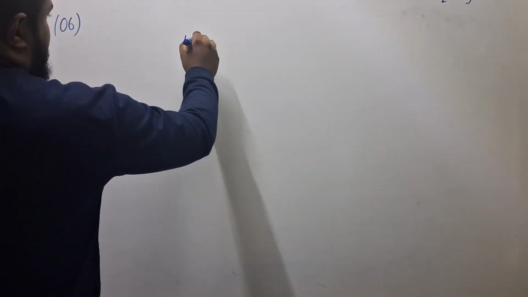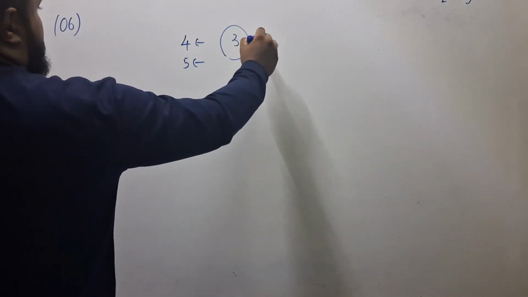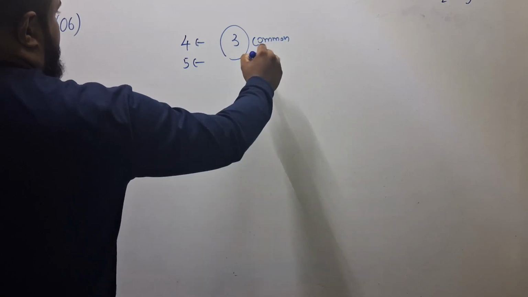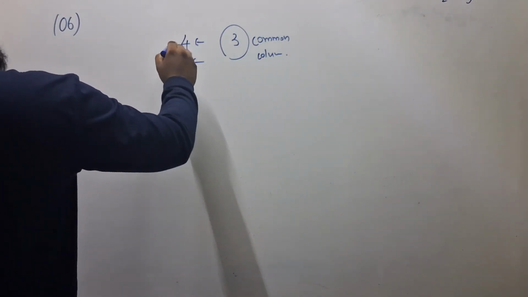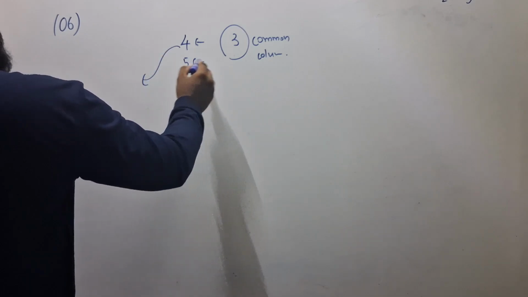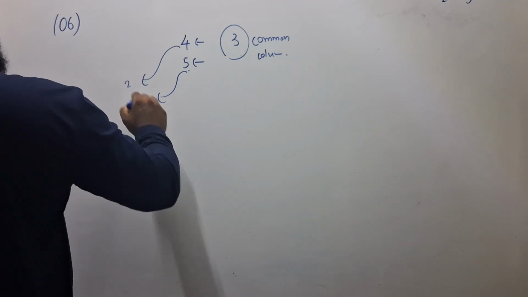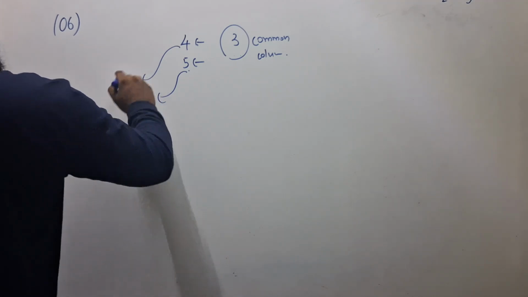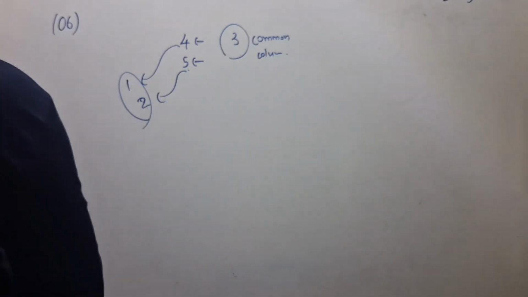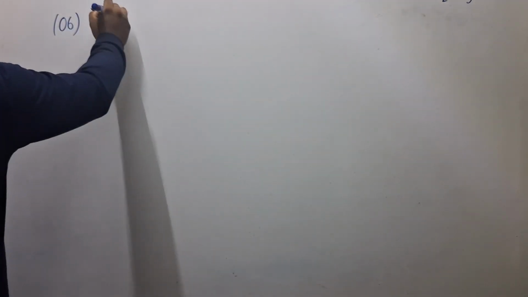In that 4 columns method and 5 columns method, 3 columns are common. 3 common columns. So you have to draw additionally the 4th column in one method, and additionally 2 columns in the other. Here 1 column additionally, here 2 columns additionally, and 3 plus 3 becomes 6 columns. So use this 6 column method to get the answer. What are the 6 columns?